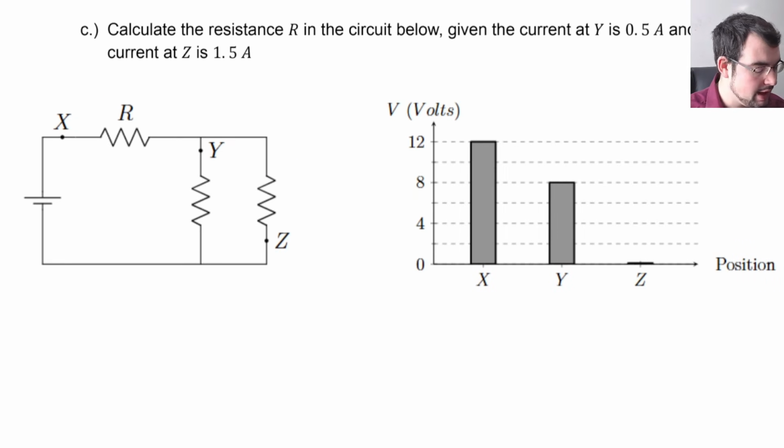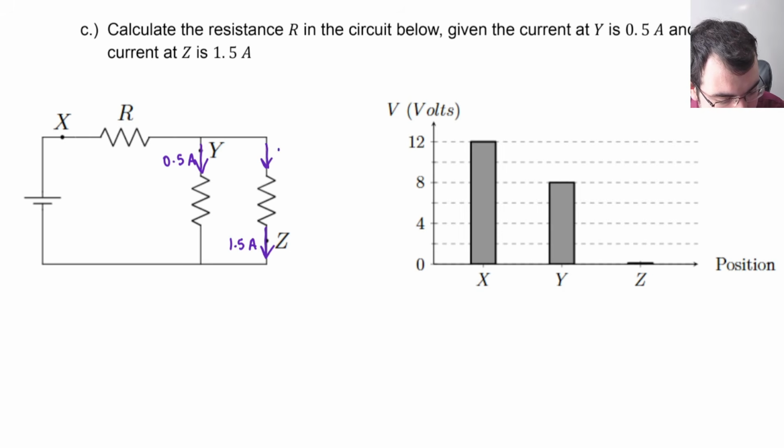Here's a really cool item I wrote for my physics 2 test that uses both of Kirchhoff's rules. I think this is a really cool question. Calculate the resistance R in the circuit below, given the current at Y is 0.5 amps. Anytime you learn a circuit number, you should probably fill it in. And the current at Z is 1.5 amps. So I think it'll make sense just to bring that 1.5 amps above its branch there.